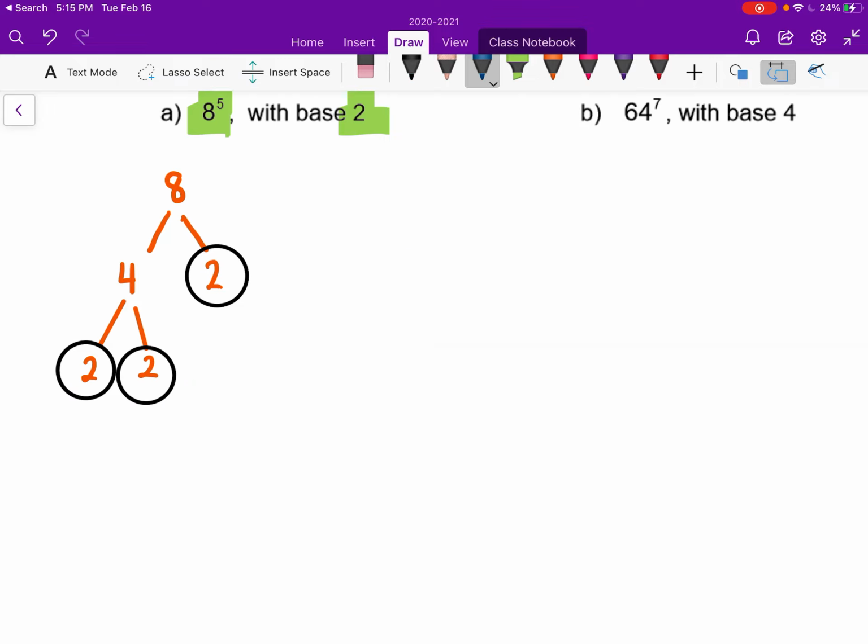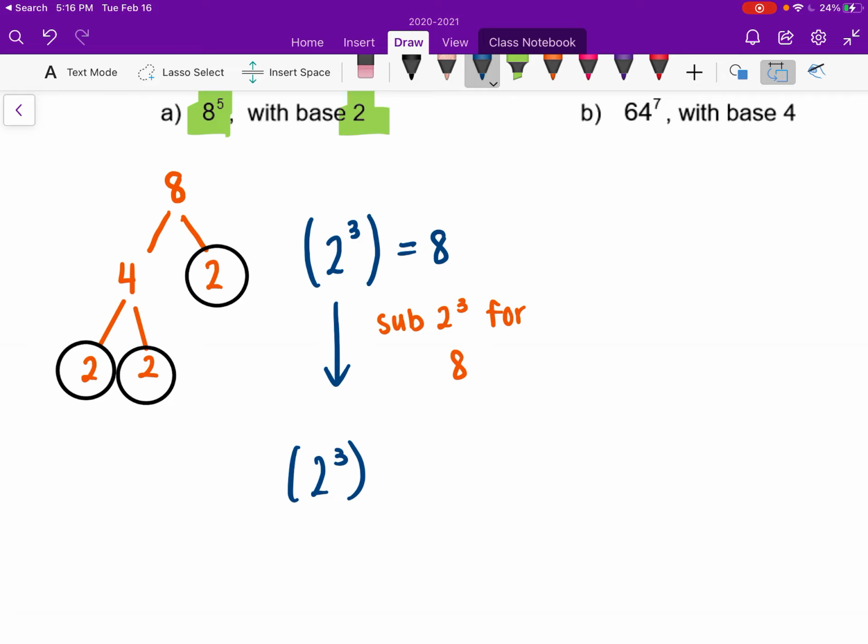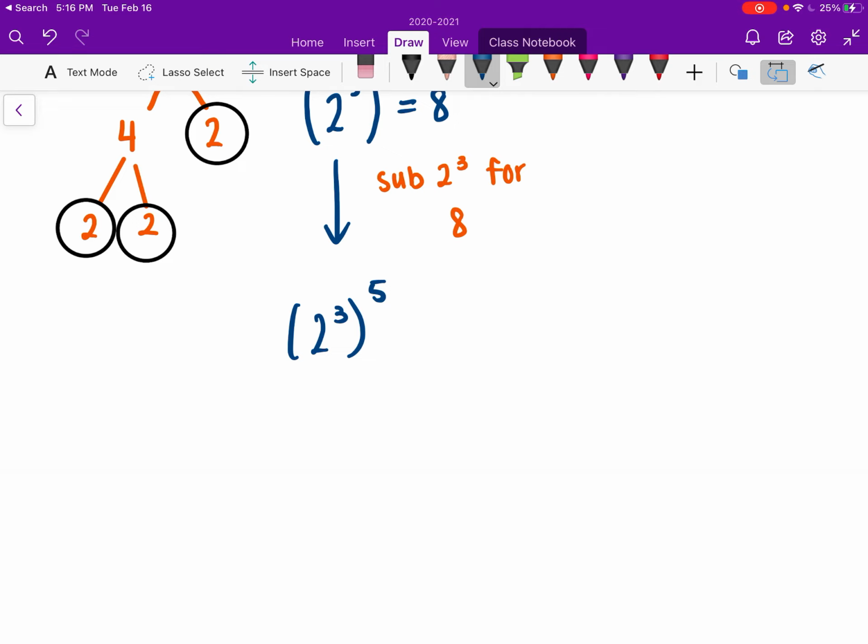So I can go in and I'm going to say, all right, 2 to the power of 3, because you take three 2's, will give me 8. So I'm going to substitute 2 to the power of 3 equals 8. So I'm going to sub this in for the 8. I'm just going to write that here. Sub 2 to the power of 3 for 8. And when you're subbing, you always put it in brackets. 2 to the power of 3, everything to the power of 5, equals 8 to the power of 5.